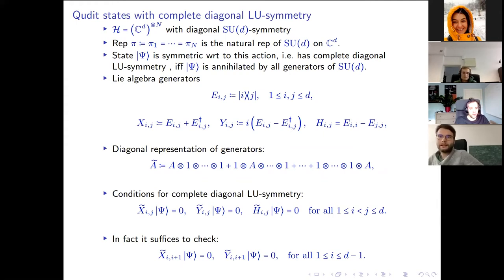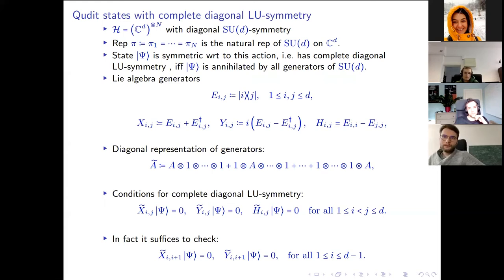So we take n qubits. We take just the natural representation of SU(d) on C^d. So SU(d) acts on C^d by matrix multiplication, yes. And the state which will be symmetric with respect to this action, we'll say that it has complete diagonal LU symmetry, because this group acts diagonally on the whole C^d, right, SU(d).